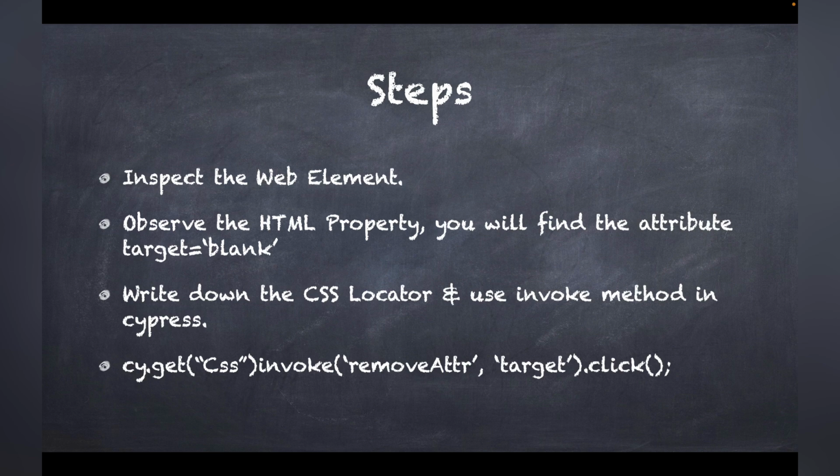Steps for handling child tabs in Cypress. Inspect the web element and observe the HTML property. You will find the attribute with the name target and value blank. Write down the CSS locator and use the .invoke method. As I showed in my slide, cy.get CSS and .invoke. In invoke, we need to pass the argument removeAttr, comma, and write the name of the attribute, and then .click. Let me show you on the web page.